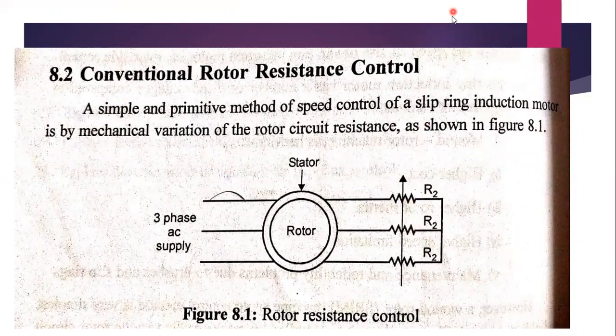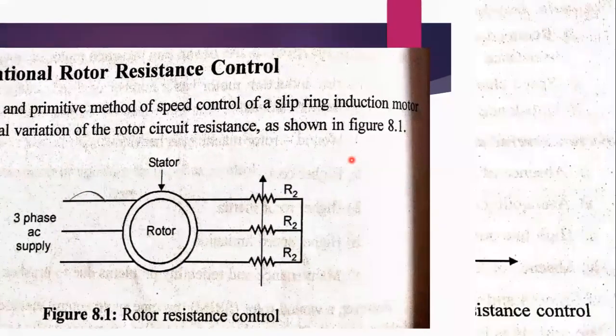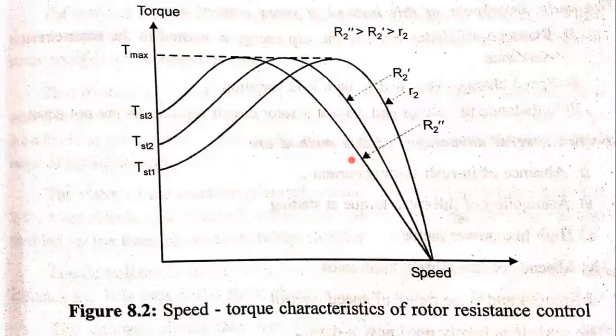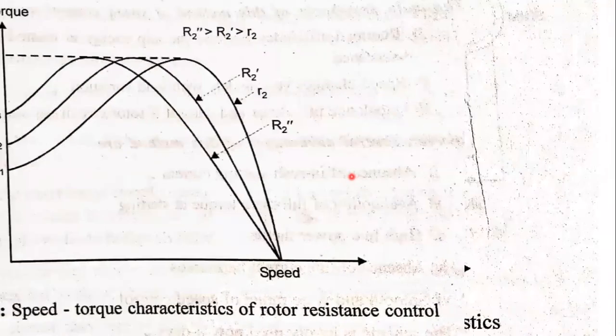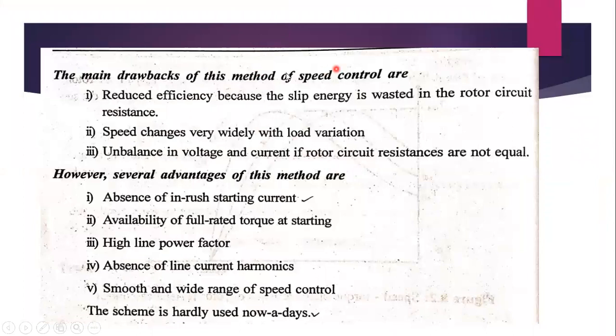Understood? Even though the starting torque is increasing and can be controlled easily, this method has some drawbacks. The main drawbacks of this conventional speed controller are reduced efficiency because slip energy is wasted in the rotor circuit resistance.